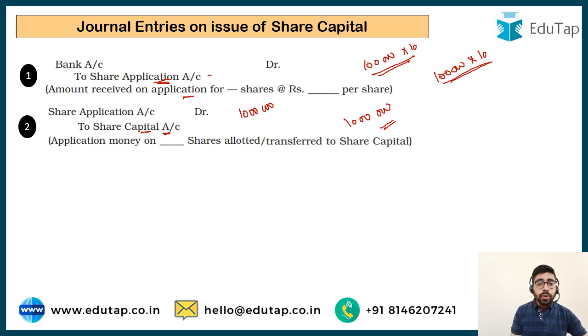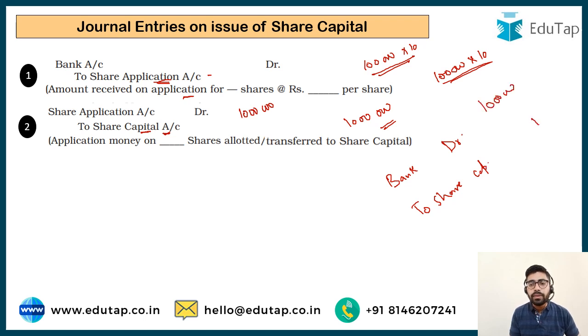You would have made a single entry only. You would have said, okay, bank account debit to share capital 10 lakh. This would have been a very simple entry for this 10 lakh rupees. But practically, how do things work? Practically, the application amount is received at a certain point of time and the shares are allotted after a certain number of days. So now we have to make two journal entries for it. That's why we have two separate journal entries.